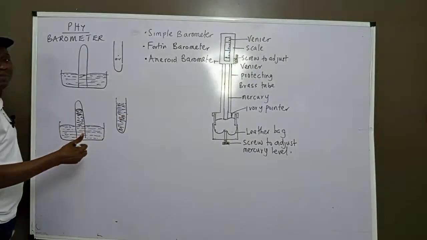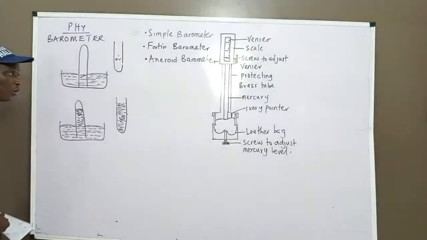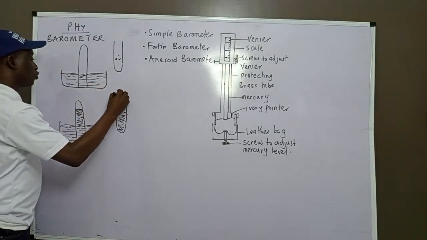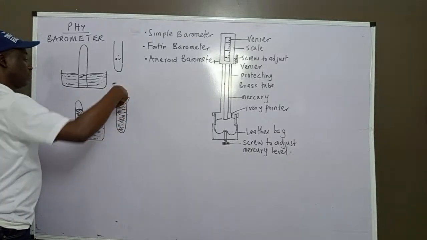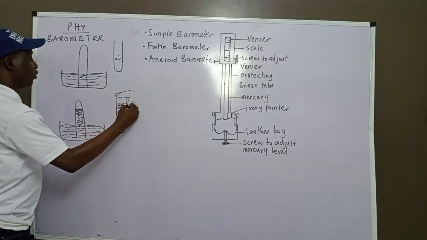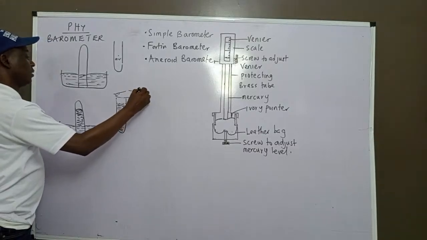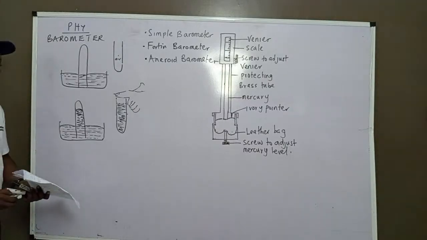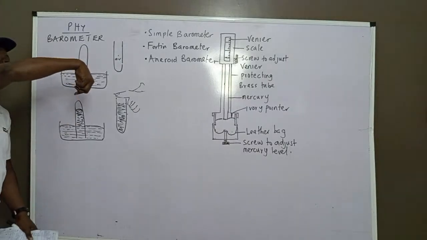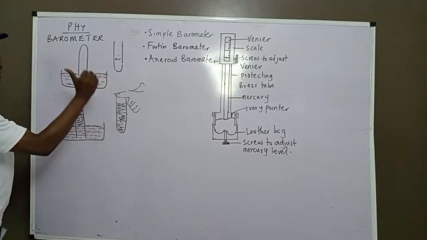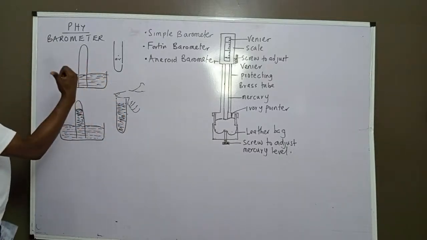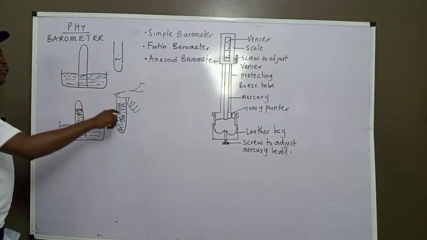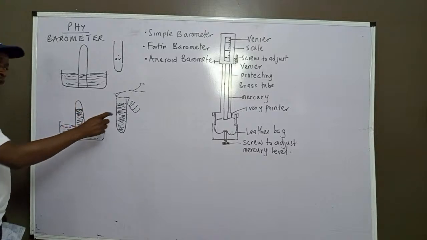Now, after filling with mercury, you place your thumb on it, like this. Why do you place your thumb on it? To cover it, to seal the open end. Then invert it several times. When you invert it, what are you trying to do? You are trying to remove air bubbles in the tube.